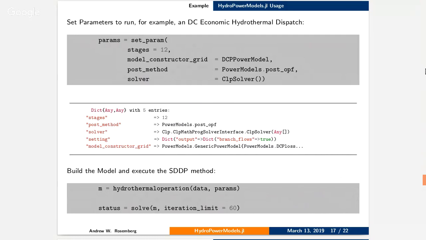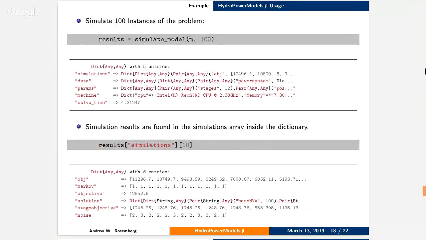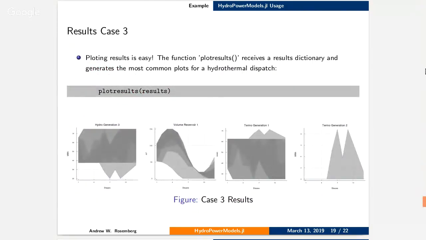Then you are able to run the SDDP with this function, and once our model is trained, we're able to run different scenarios for a multi-stage optimization model, which then returns a detailed dictionary containing all the information from our simulations and some extra information. This would be the information from the 10th simulation, for example. That's how we would access it. And plotting results is easy. The plot results function plots the common plots you want to see in a hydrothermal dispatch optimization problem.